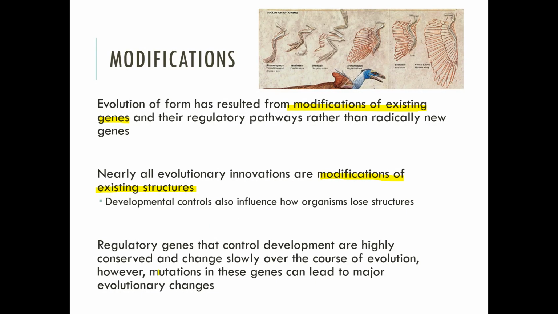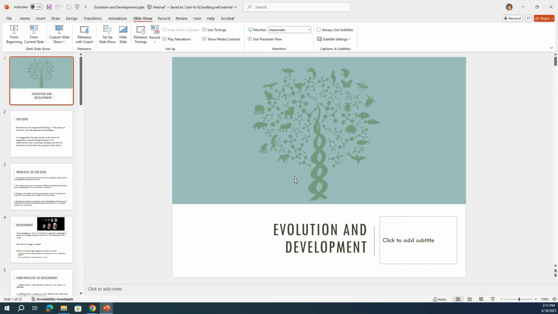And so these regulatory genes that control development, for the most part, are very conserved. They've stayed relatively the same over long courses of time. But anytime you have mutations in these genes or any of these regulatory processes, you can see changes in those organisms over time, the development of new traits and new structures, and we can see these organisms evolving over time. And that is going to take care of your Evo Devo.